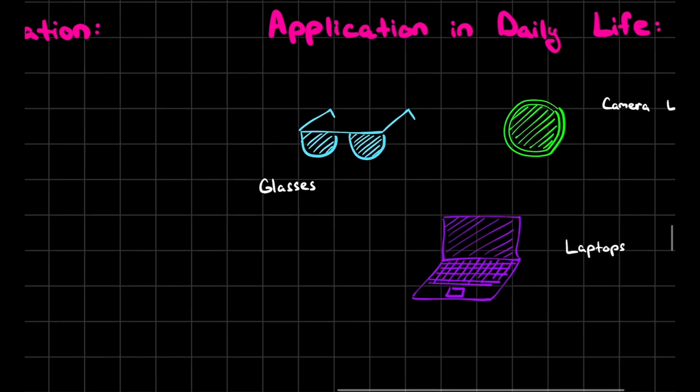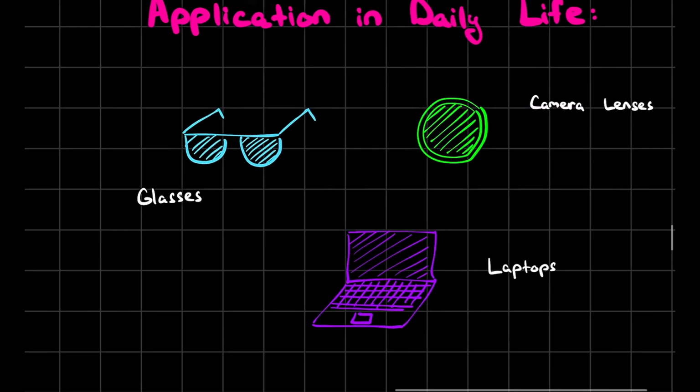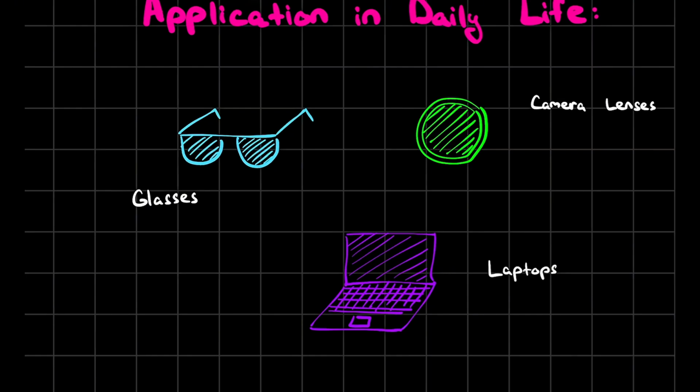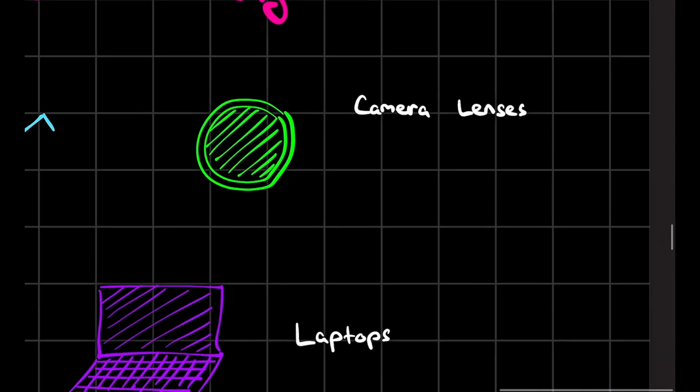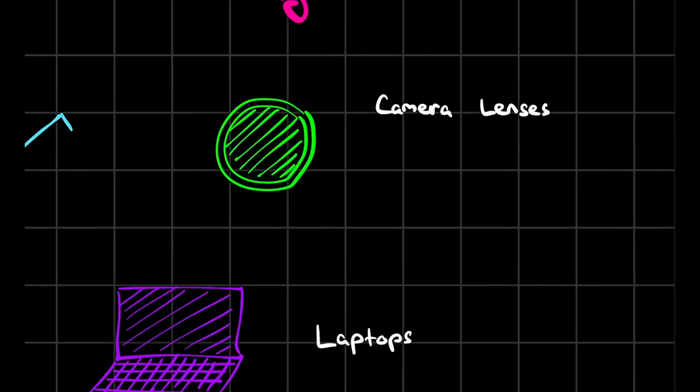The last thing is where we use Brewster's angle in daily life. Sometimes we have glasses that at a certain angle polarize all the glares, so we see no glares. We also have laptops: at a certain angle, we stop seeing the glares coming off the screen, because the light reflects off the screen and reaches our eyes, and at Brewster's angle all the glares just annihilate. The same goes for camera lenses, which can polarize light, taking out all the glares to make the image better.